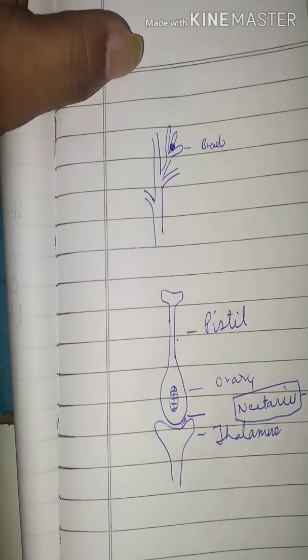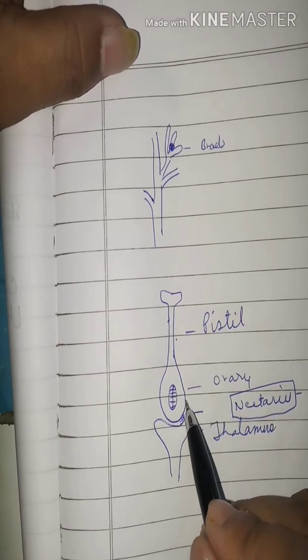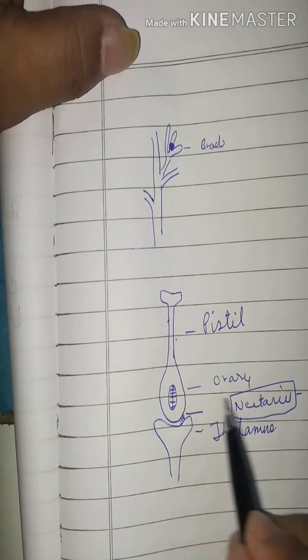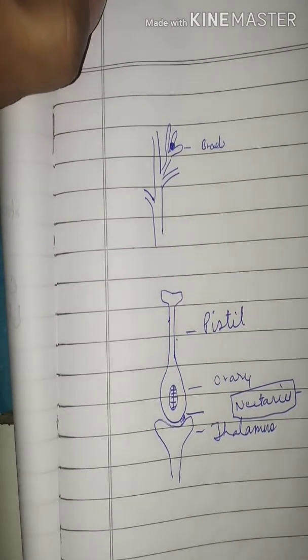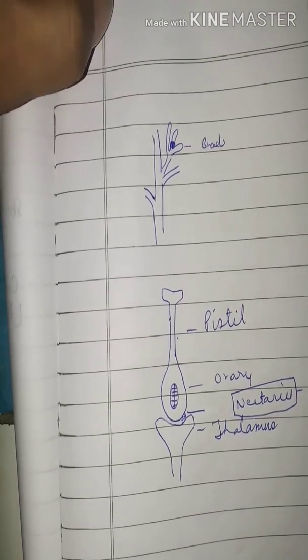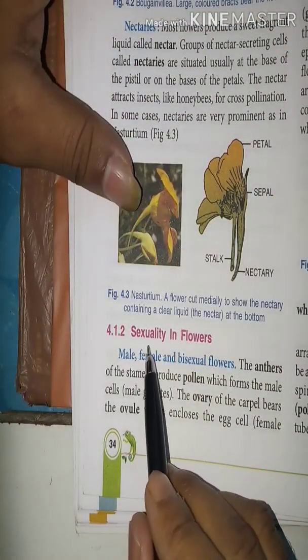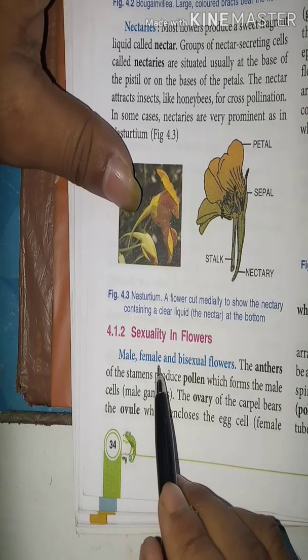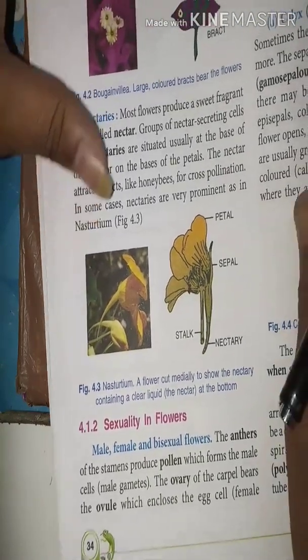Clear? Once more, nectaries are the group of cells that are located just below the ovary, secrete nectar, a nutritious food for the insect, which helps in the process of cross pollination. Now come to the topic sexuality in flower: male, female and bisexual flower.